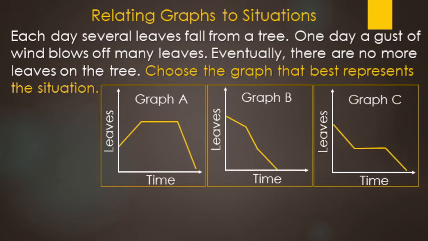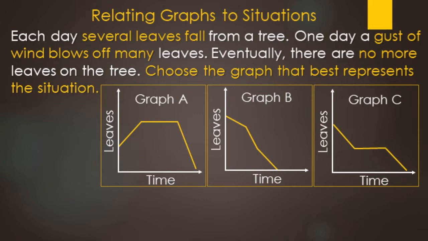All right, so let's look at this scenario here. Each day, several leaves fall from a tree. One day, a gust of wind blows off many leaves. Eventually, there are no more leaves on the tree. And then we're going to choose which graph goes with this scenario up here. So let's highlight the main phrases there. We have each day, several leaves fall. Then we have a gust of wind blows off many. And then eventually, there's no more on the tree.